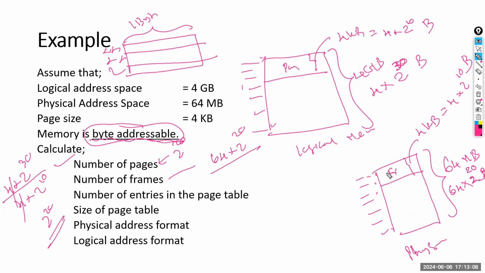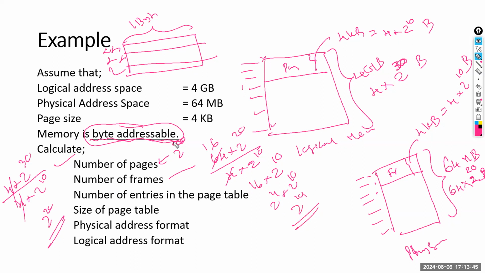One frame is the same as one page, that is 4 into 2 to the power 10 bytes. So number of frames is 64 divided by 4, which is 16. That is 16 into 2 to the power 10, since 20 minus 10 is 10. Right? And 16 is 2 to the power 4 into 2 to the power 10, that is 2 to the power 14. So we have 2 to the power 14 frames.